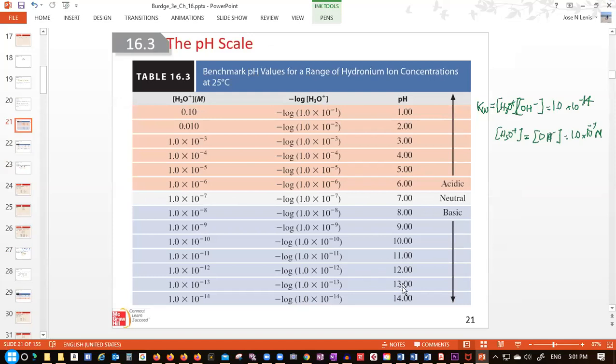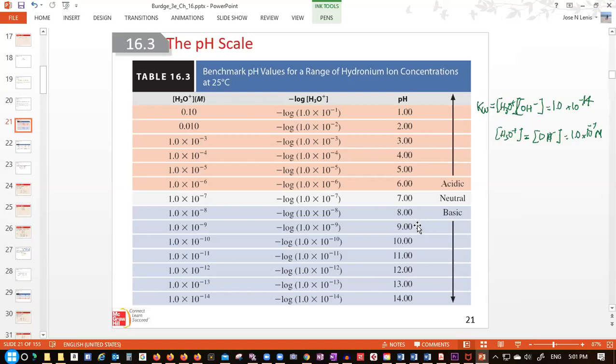that the orders of magnitude here are not proportional because we're talking about a logarithmic scale. We are applying logs, base 10, to these numbers to get the pH scale. So the pH scale is a logarithmic scale, so I have to be careful with the orders of magnitude.